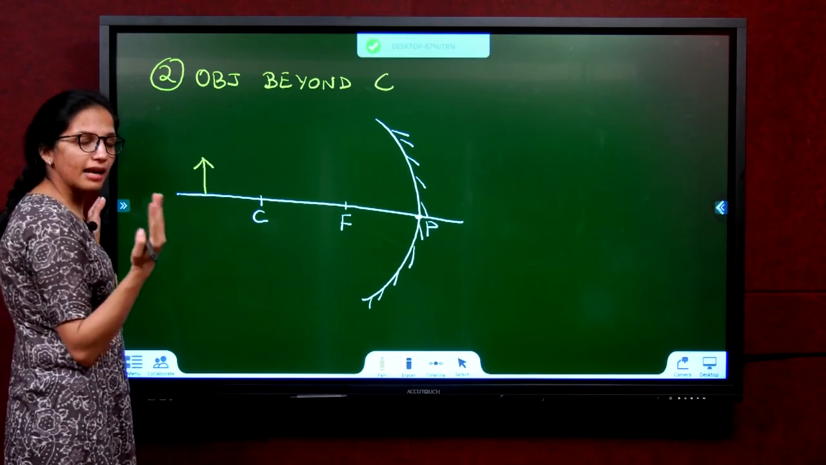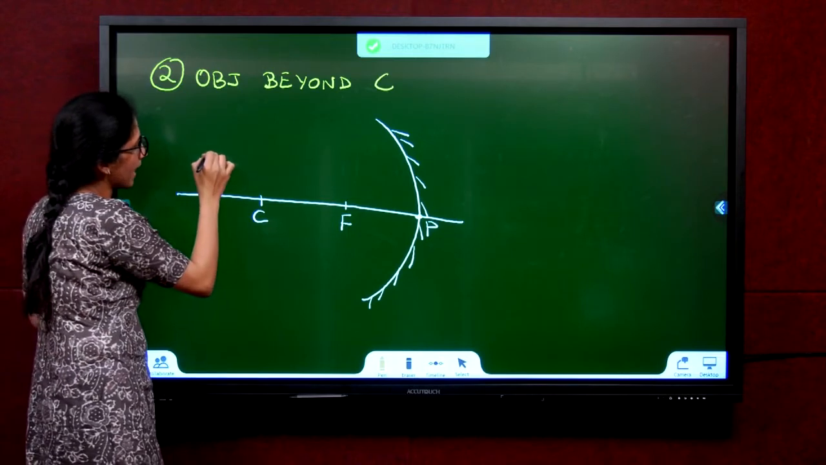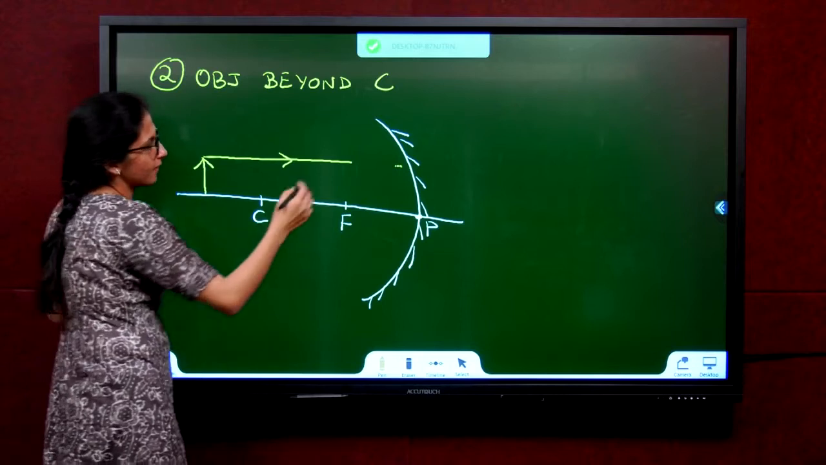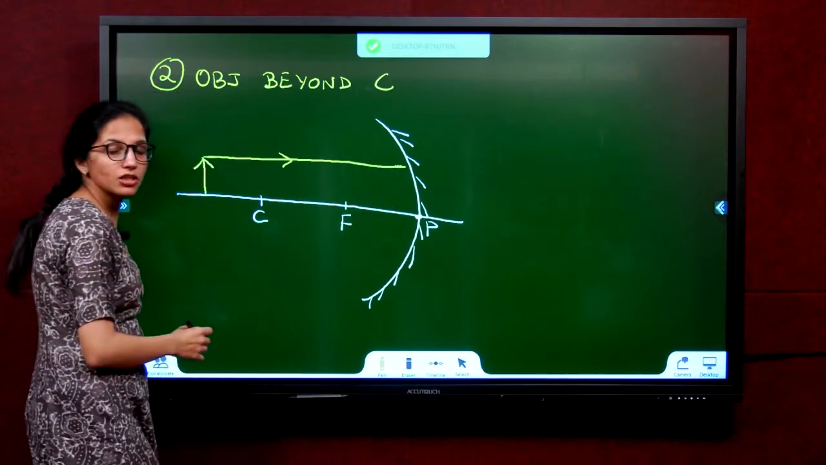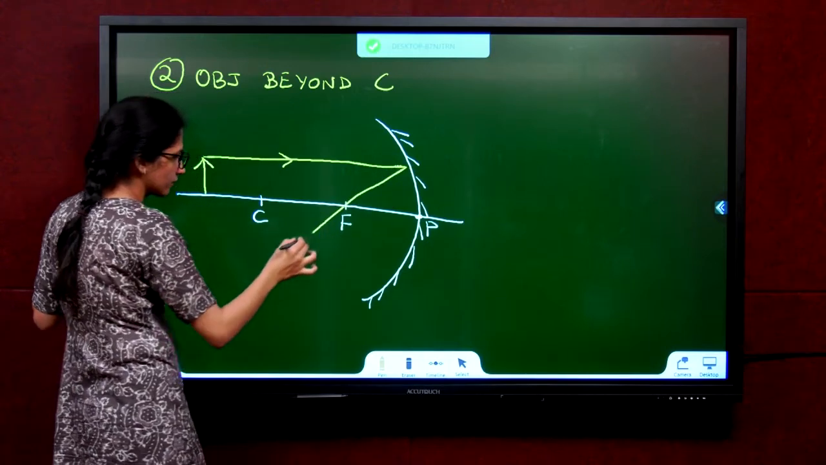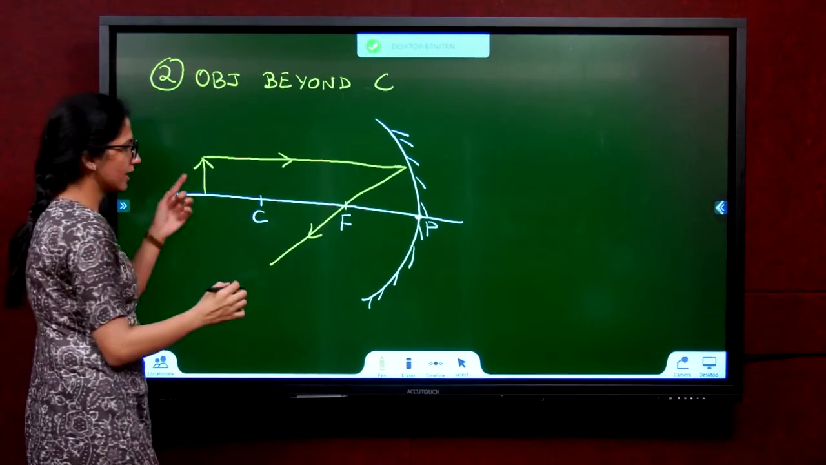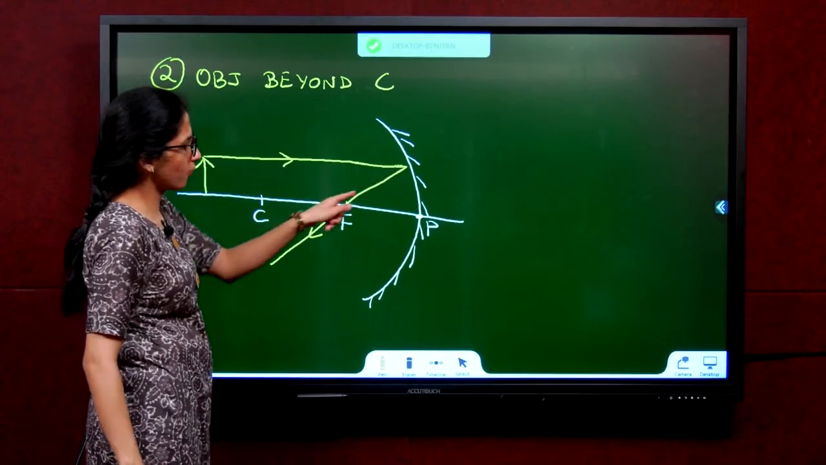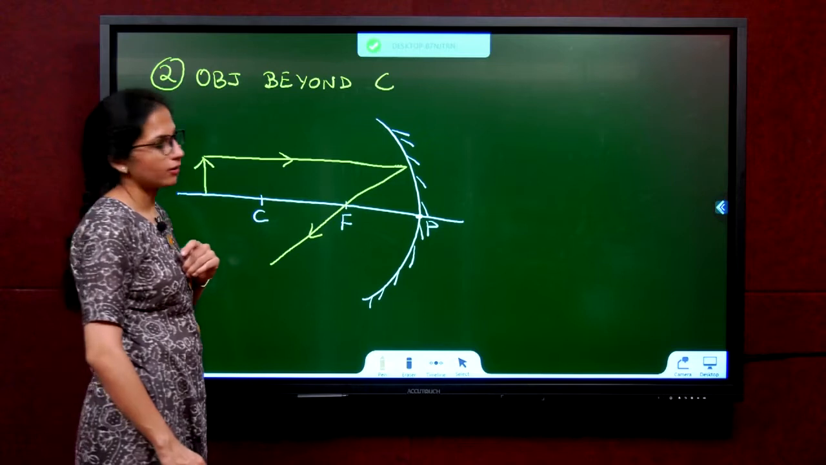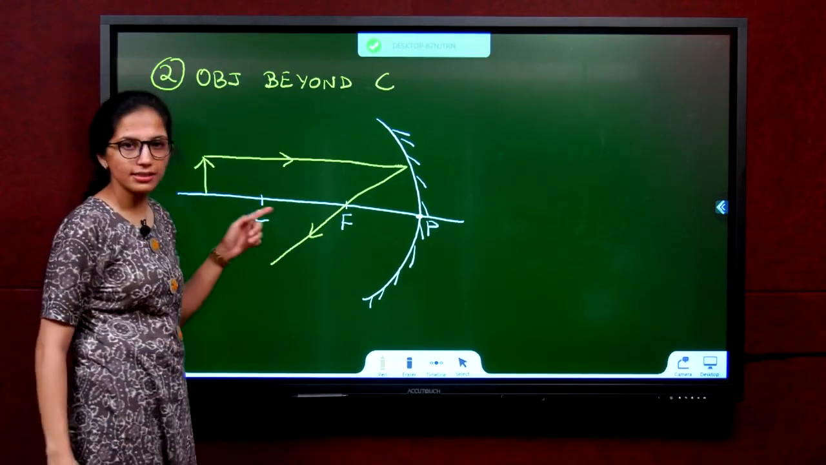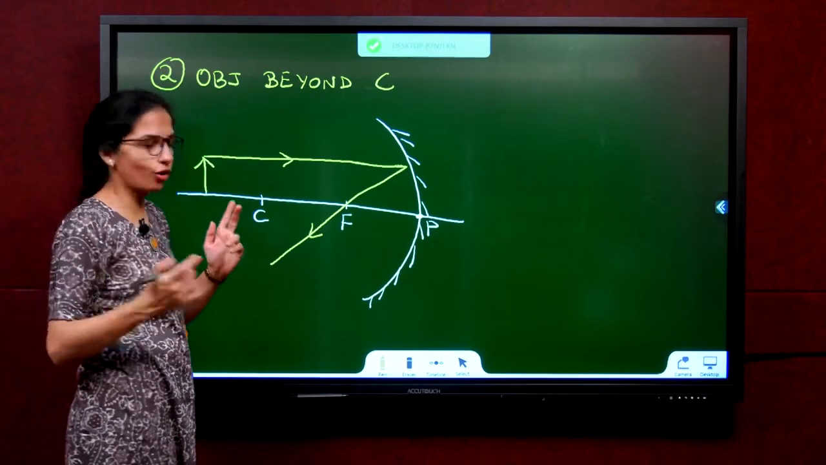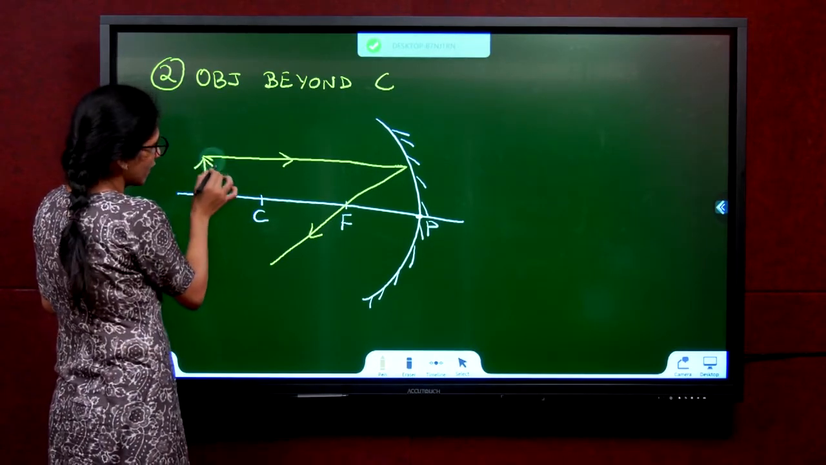You have 3 rays. I'll take the first ray, going parallel to the principal axis. After reflection, it passes through the focus. So this ray passed through the focus. So take your scale, draw a straight line, join this point and focus and extend it. You have to take one more ray. You can take any ray. You can take through focus or you can take through C. Through C is always the easiest because only one line you have to draw. So I will take through C.